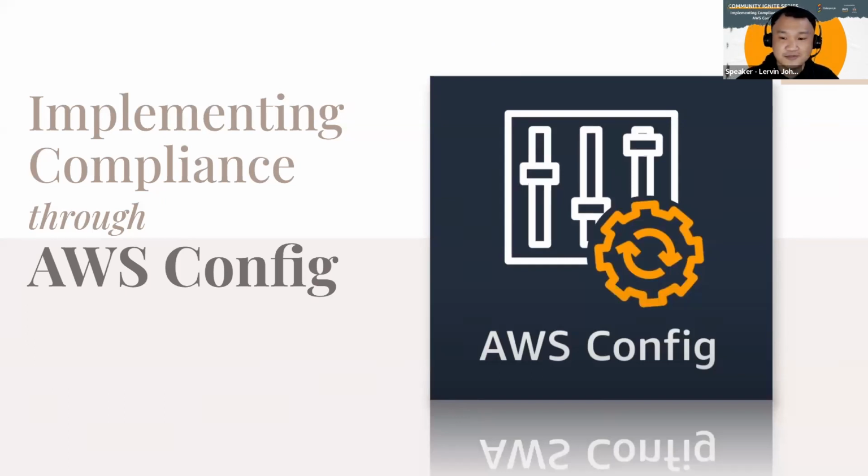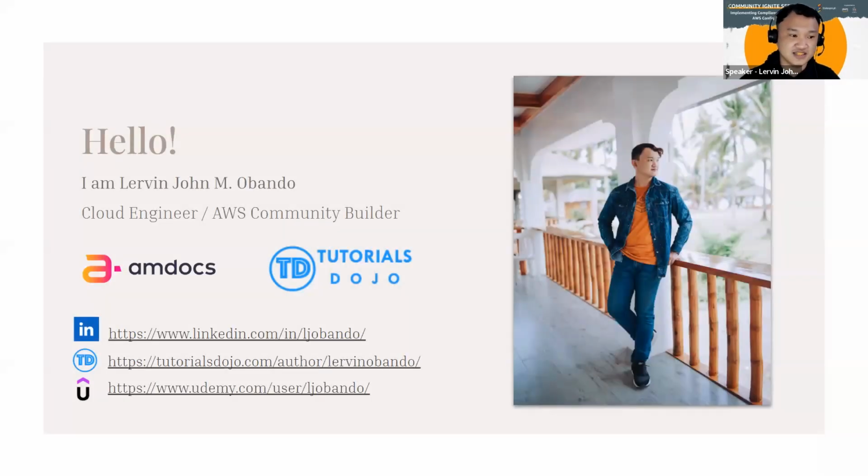Hi, everyone. I hope everyone is doing well. So our topic for tonight is about implementing compliance through AWS Config. But first, let me just introduce myself. I am Lervin Jan M. Obando, a cloud engineer currently working at Amdocs. I am also a co-instructor at Tutorials Dojo and an AWS Community Builder as well.